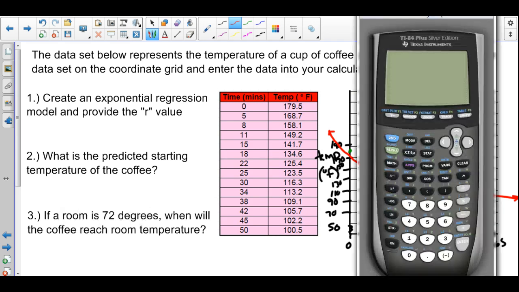So what I want you to do is put your data in your graphing calculator, so pause the video and enter it all in. Once you do, hit play. Then you'll go to stat, over to calculate, and down to exponential regression.